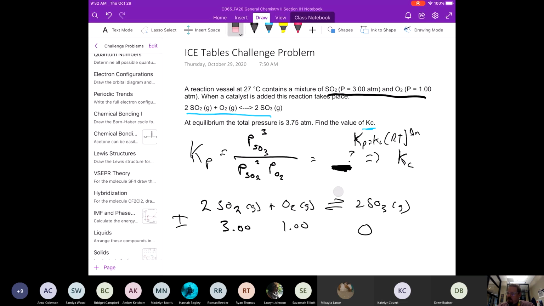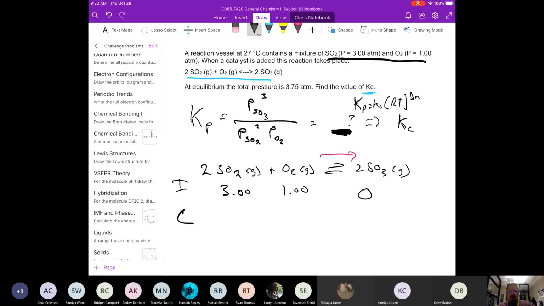Let's actually change the color of that arrow. This is going to shift this way, which means that we're going to experience a change, which is where the C comes in. Our change is that we're going to lose some of the reactants and form some of the product, so we have a subtraction on the reactant side and an addition on the product side. But we don't know necessarily how much is going to be lost or gained. When we don't know how much, we usually use a variable, and that variable is x.